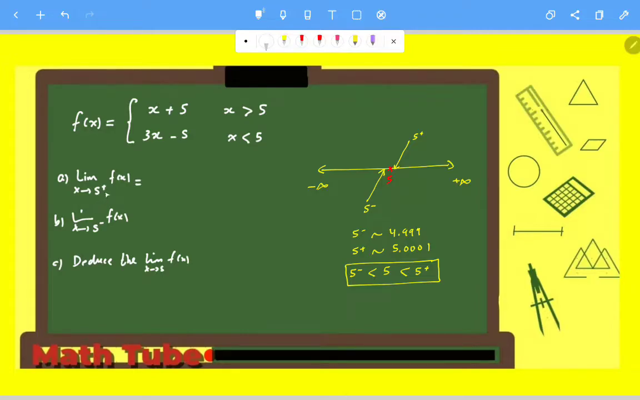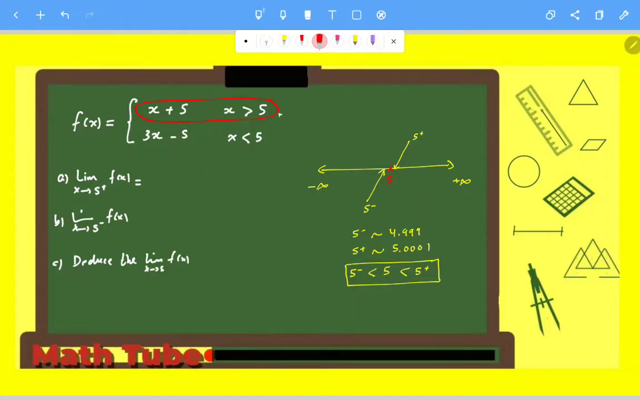Limit as x tends to 5 plus for f of x. We know that 5 plus is bigger than 5. And if you look at the definition of f of x, we have two definitions. The first definition, f of x will be equal to x plus 5 if x is bigger than 5. And it will be 3x minus 5 if x is less than 5.